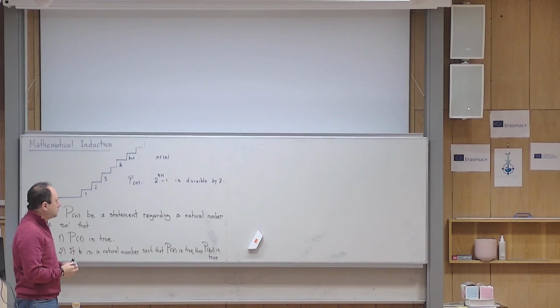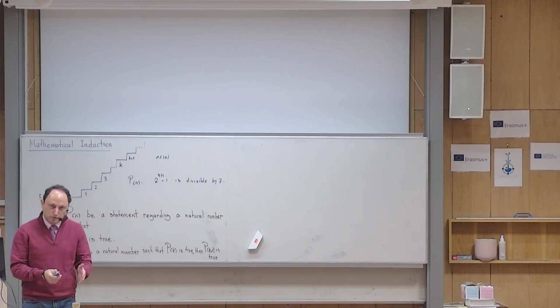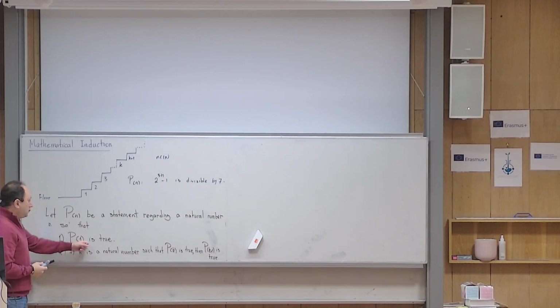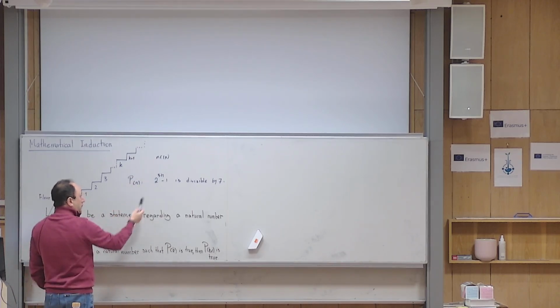So this is a statement regarding a natural number n. It might be true or might be false. Okay, but this tells you that you check P of 1 to be true or not. So let us check. Do you think this statement is true for n equals 1? So you have to check it out. You replace n with 1.